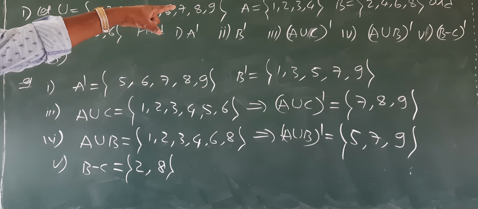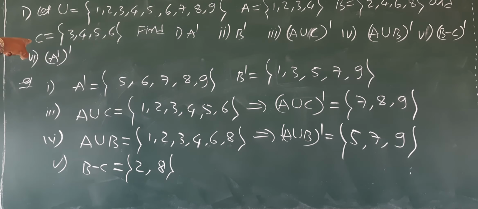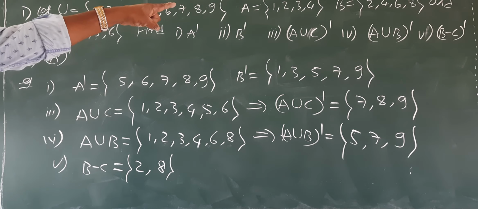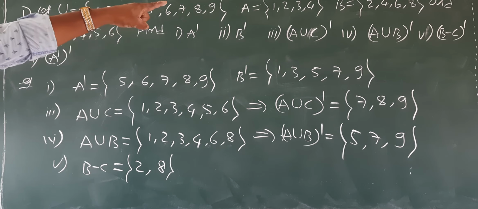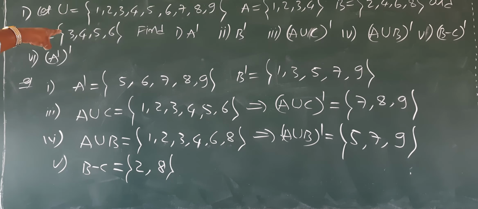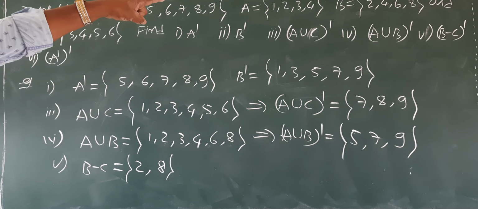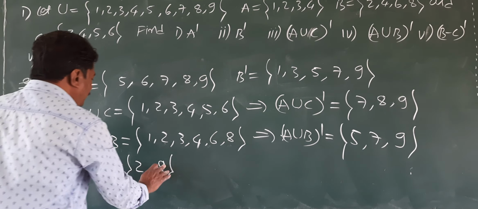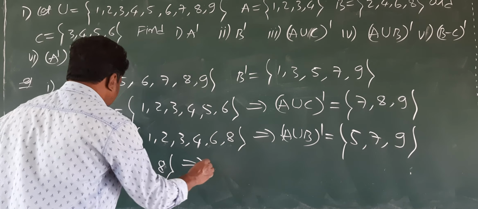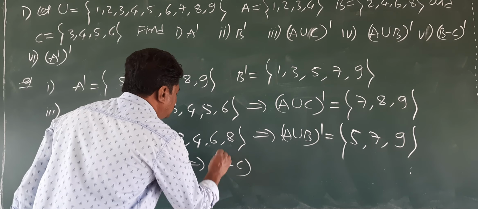So 2 is in B, so it is not there in C. 4 is in B, it is also there in C, don't write. 6 is in B as well as in C, don't write. 8 is in B, it is not there in C. Right? Correct. This is B minus C. Complement, this implies (B minus C)'.